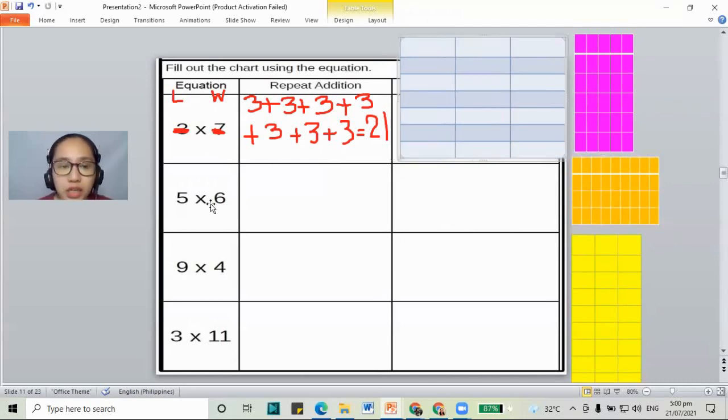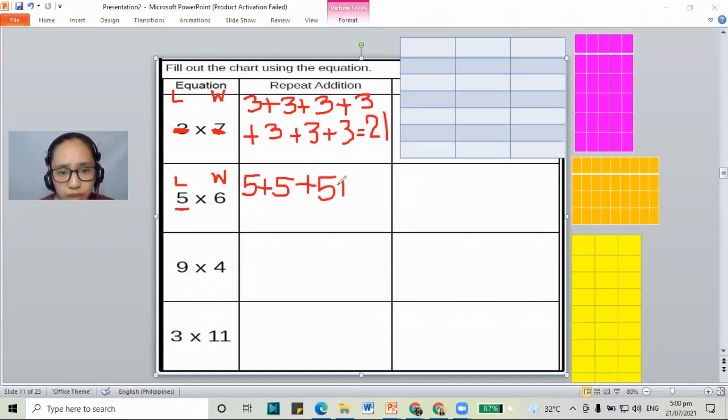How about the next one? 5 times 6. Remember the length and the width. We have to add 5 6 times. 5 plus 5 plus 5 plus another 5 plus 5 and 5. Let's try to skip count. 5, 10, 15, 20, 25, 30. If I add 5 6 times, that will become 30.